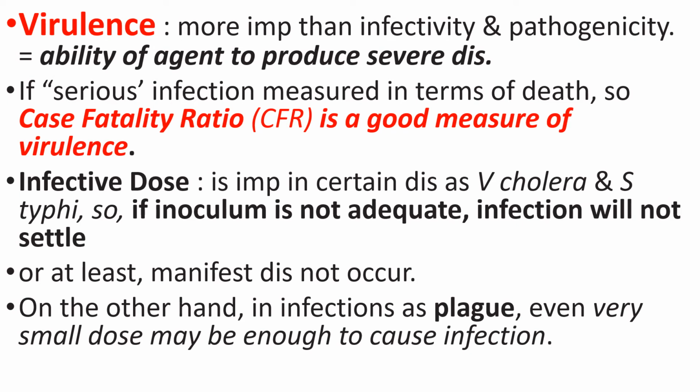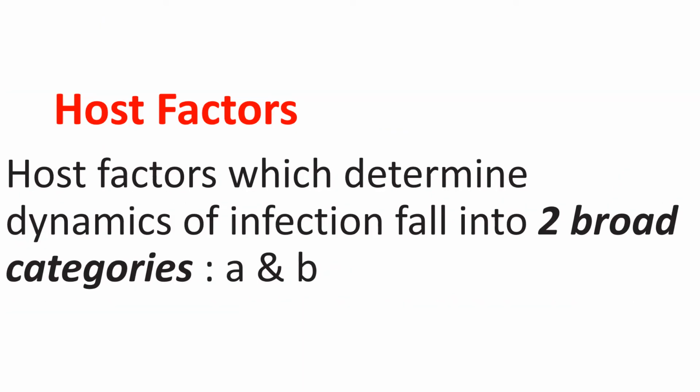Infective dose is important in certain diseases such as Vibrio cholera and Salmonella typhi. So if the inoculum is not adequate, infection will not settle, or at least manifest disease will not occur. On the other hand, in infections such as plague, even a very small dose may be enough to cause infection.